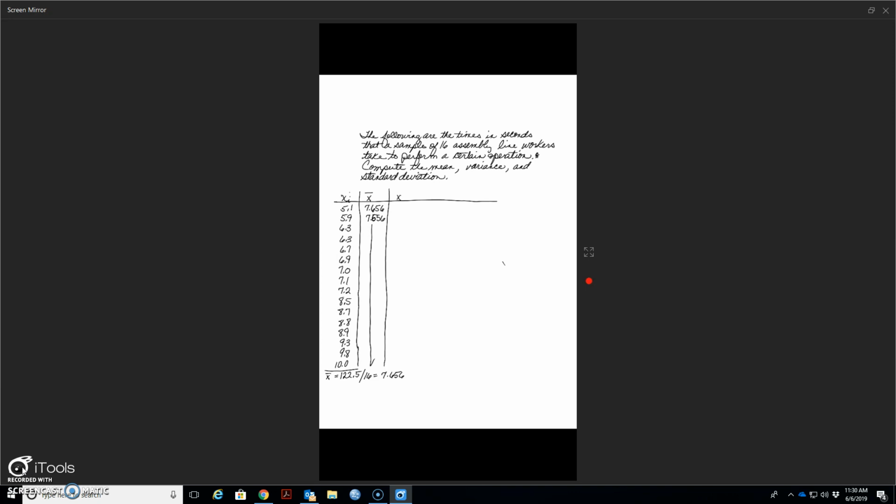And then my next column is xi minus the mean, so xi minus x bar, and then finally xi minus x bar, so each value minus the mean, squared. So notice that this one is going to be just the difference of each value from the mean. And that last column is just that difference squared.